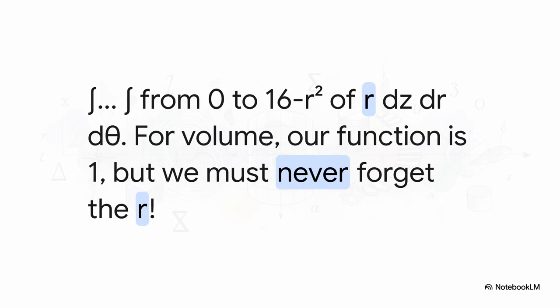So here's what our integral looks like. Now, since we're finding volume, the function we're integrating is just the number 1. But we still can't forget to include our extra r. See how that upper bound for z isn't a constant anymore? It depends on r. That's totally normal, and it's what makes the system so powerful.